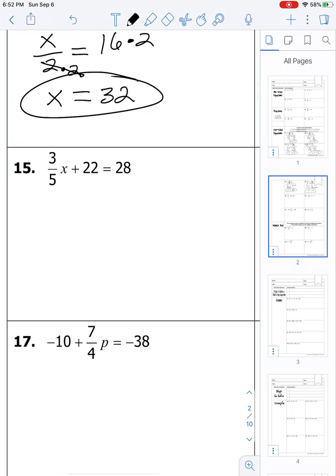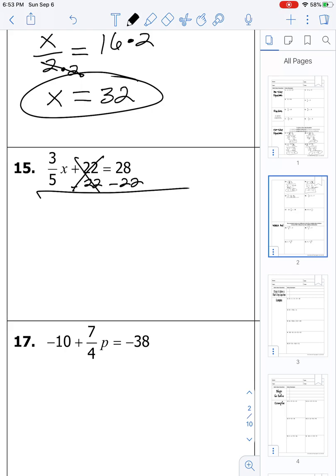Number 15. 3/5 x plus 22 equals 28. So again, we want to get rid of the number that's kind of off by itself, that's not attached to the letter. Meaning this 22 is what we want to get rid of first. It's a positive 22, so we're going to subtract it to the other side.